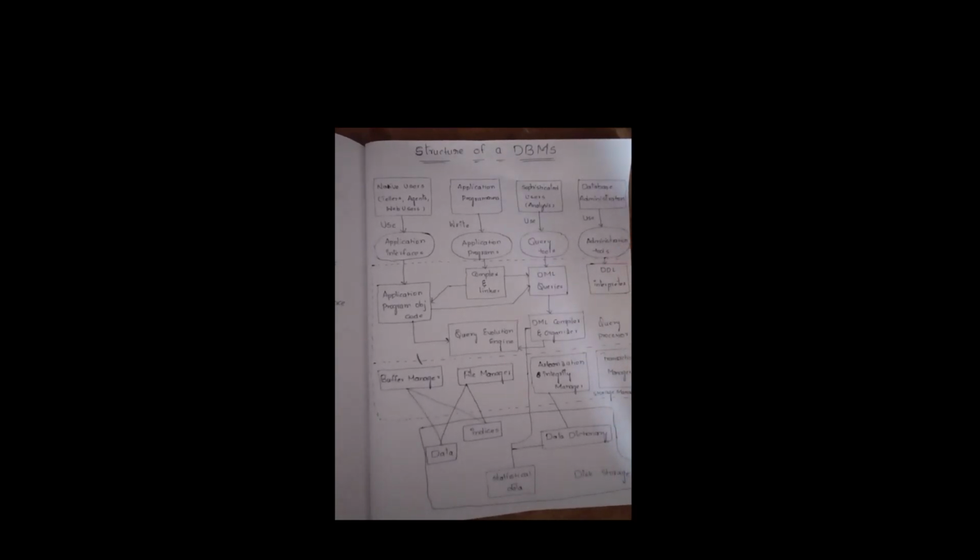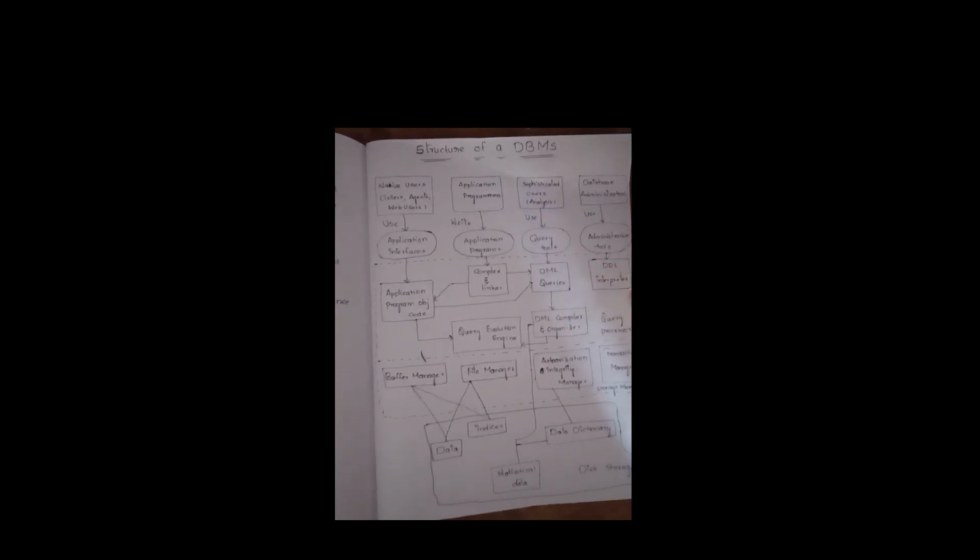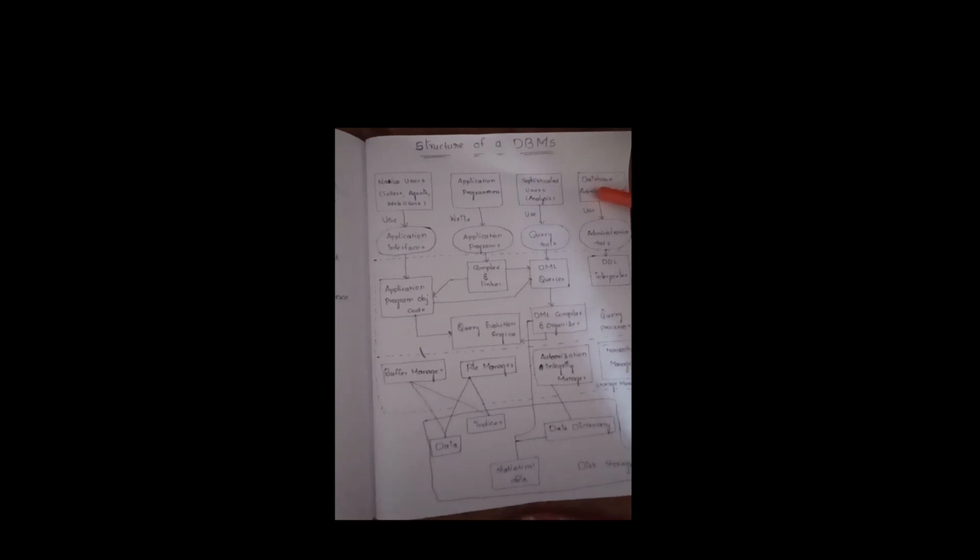In the last video we discussed data independence and the types involved: logical data independence and physical data independence. Now today we are going to focus on the structure of DBMS, or what we call the architecture of DBMS.